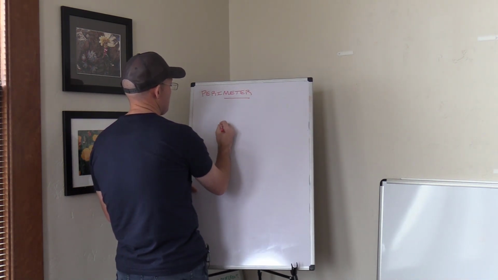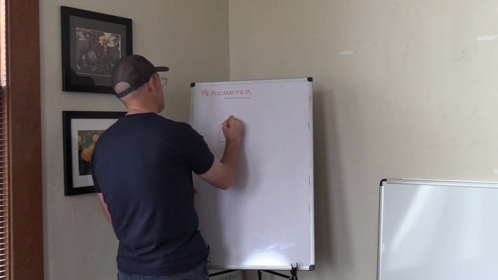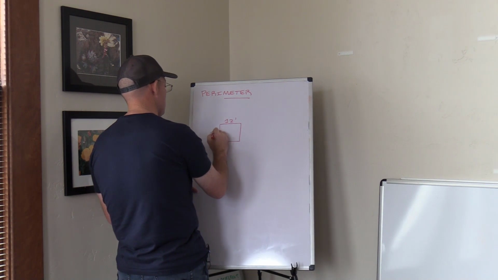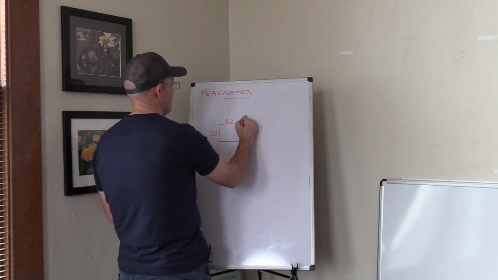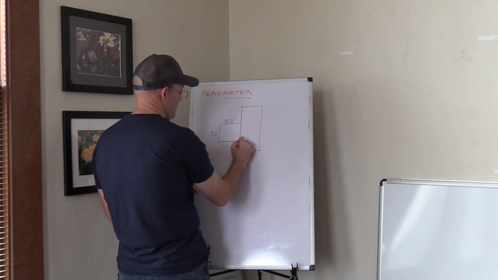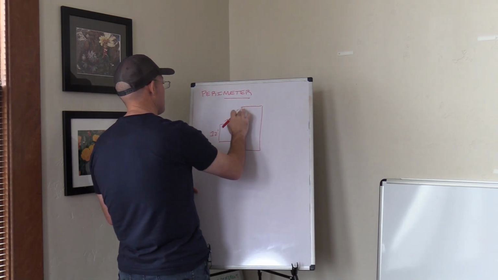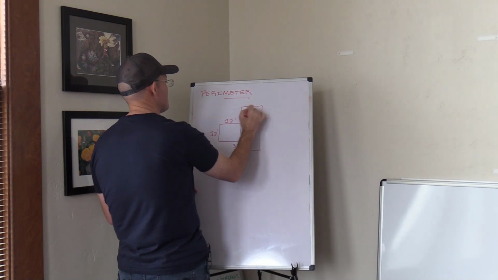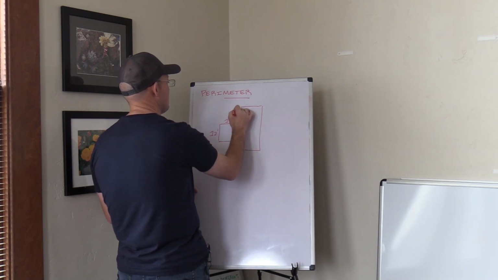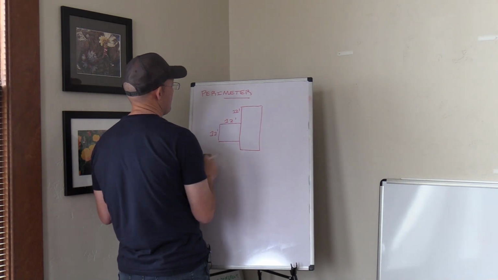Let's say we've got a square here, and we're going to make it 12 units by 12 units. Then we're going to put a rectangle on here. Let's say this is 3 units. This is 5 units. Nope, I'm sorry, that's not going to work. So let's say this is 12 units also. 12 feet, 12 feet, 12 feet. And let's make this 4 feet.